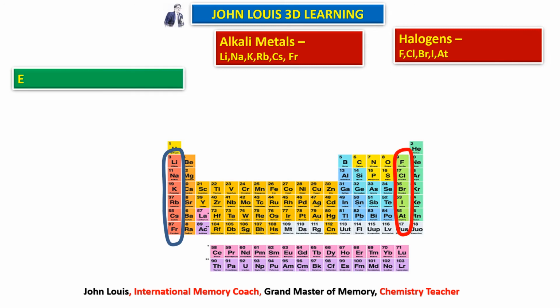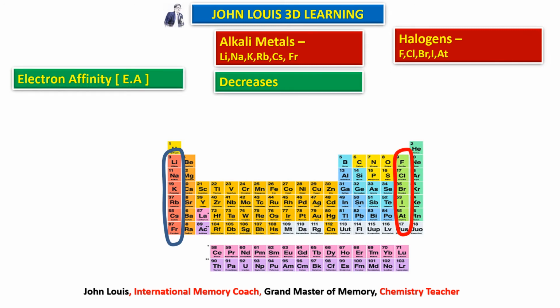So the next property is electron affinity. What happens to electron affinity when we move down a group? It decreases. Electron affinity is the energy released when an electron is added to an atom. That decreases when we go down the group, and in halogens also it decreases when we go down the group. But there is one exceptional case here.